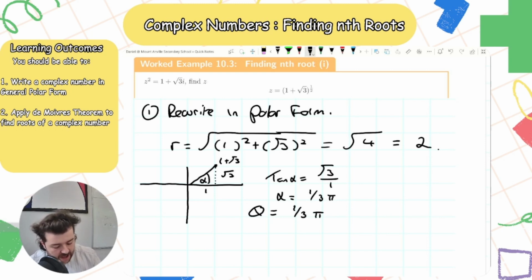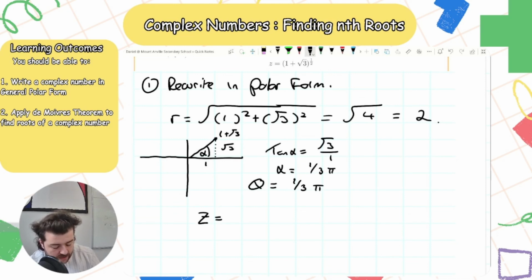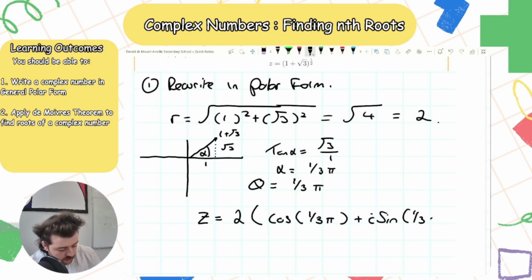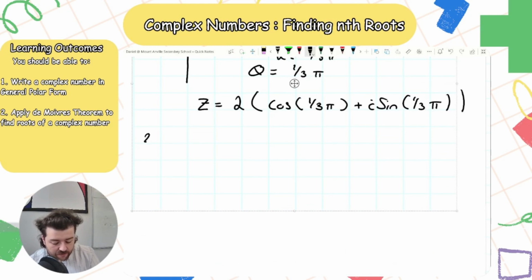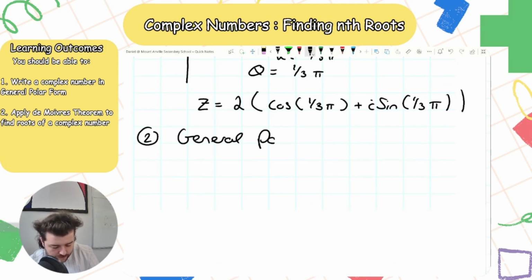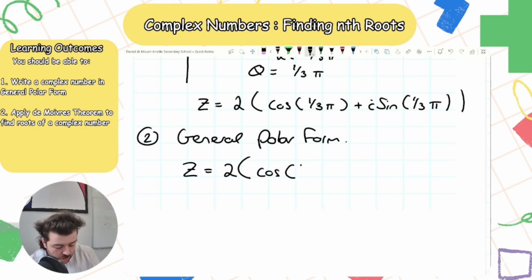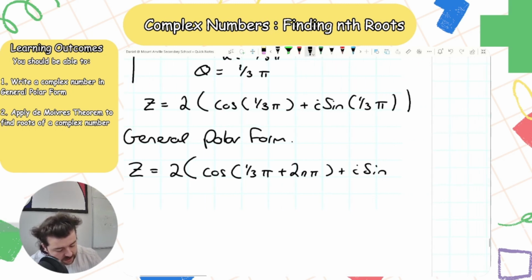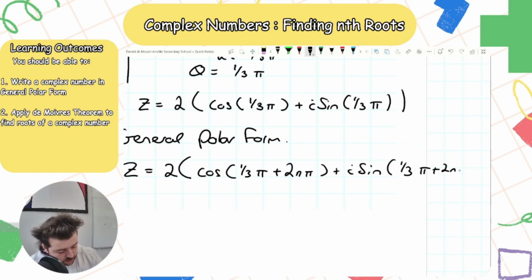Now that I have my modulus and my argument, in polar form this can be written as 2 times cosine 1/3 pi plus i sine 1/3 pi. So there is my complex number in polar form. But now I need to rewrite it in general polar form. The general polar form is going to be equal to 2 times cosine of 1/3 pi plus 2n pi, plus i sine of 1/3 pi plus 2n pi.